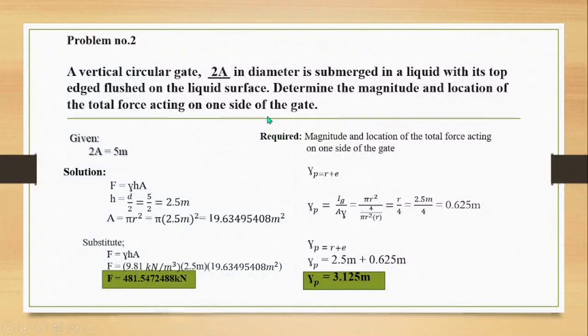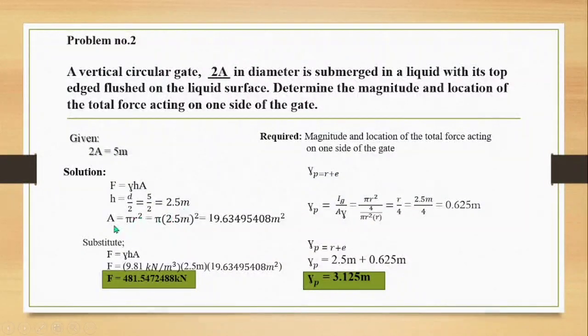So our solution is hydrostatic force equals specific weight times the energy added. Our H equals D over 2. Our D is our diameter, the given, so 5 over 2. Calculating this, we get 2.5 meter.